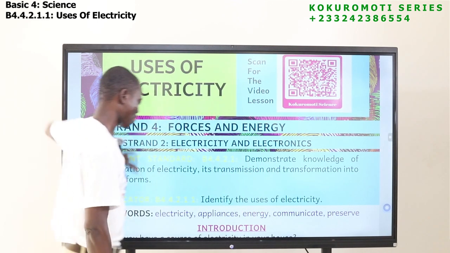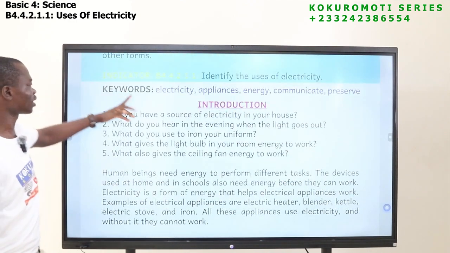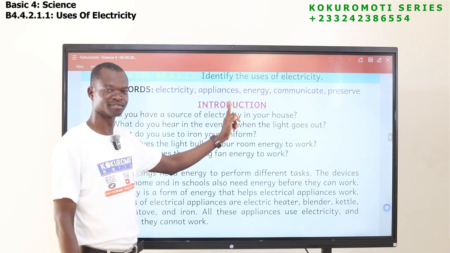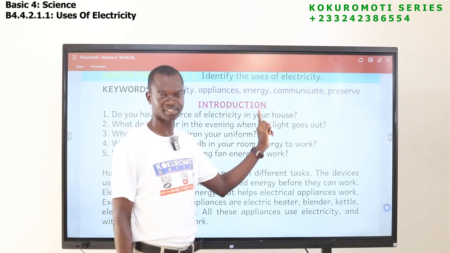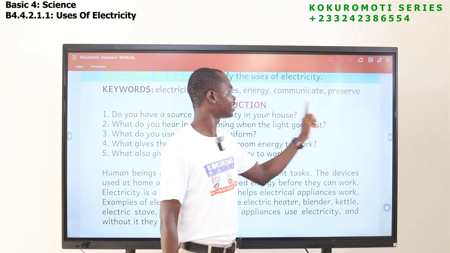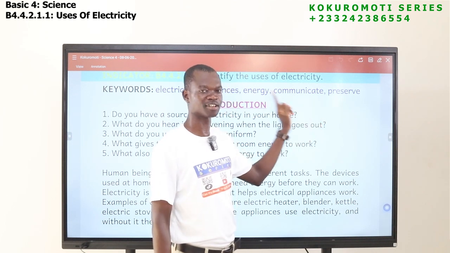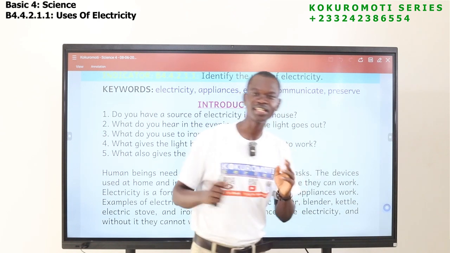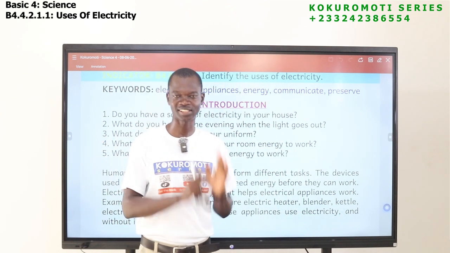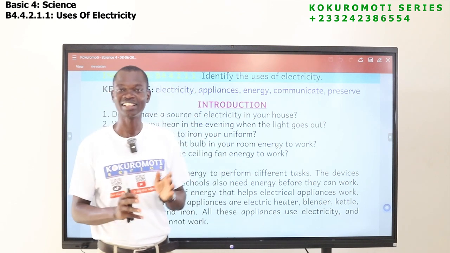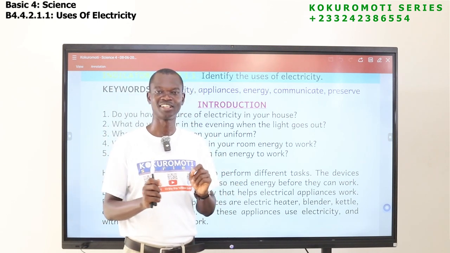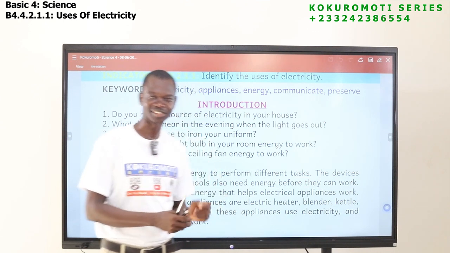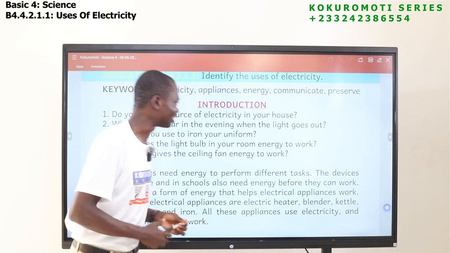Let's look at the keywords. The first word is electricity. Here we have appliances. The next word is energy. The next word here is communicate. And we have here preserve. So these are the words that we are going to look at in today's lesson. I did not explain each of them because we are going to look at the meaning as we move on. So let's keep on going.